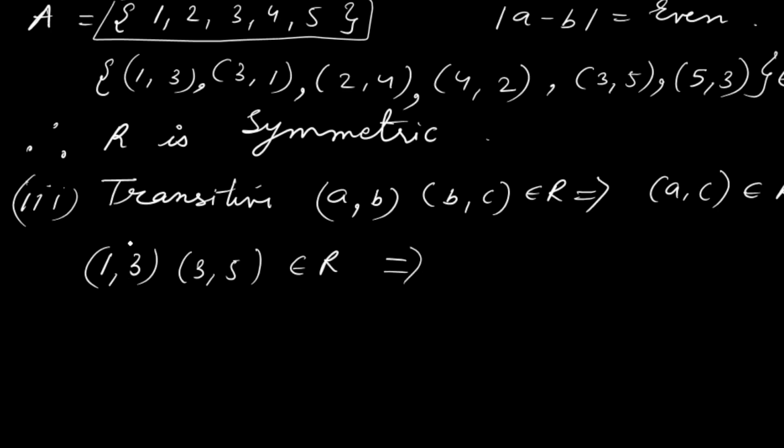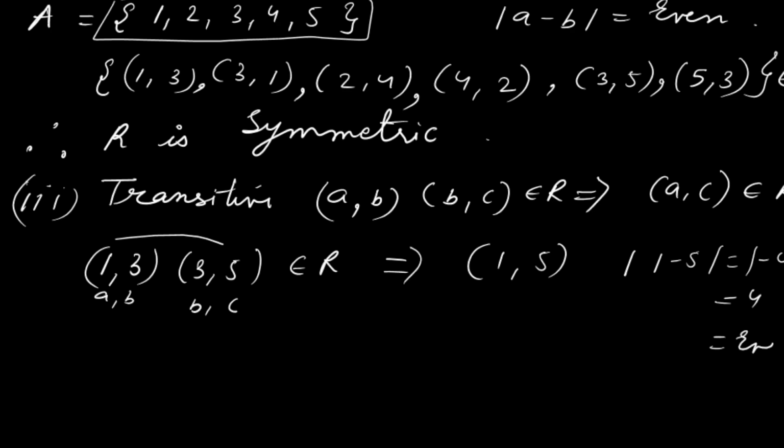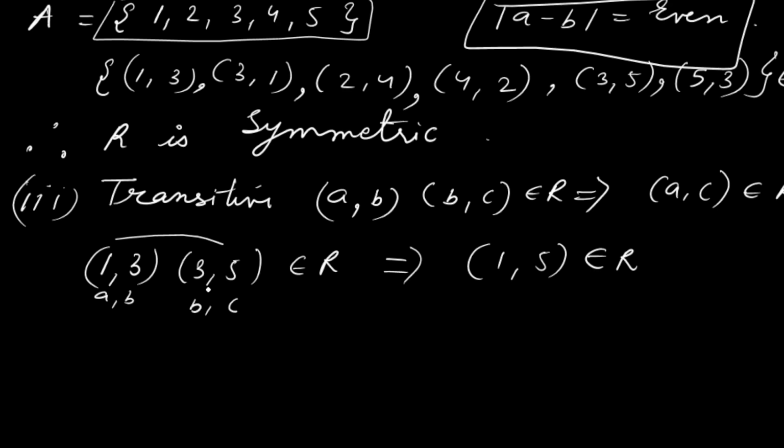Now we can see this is A, this is B, this is B, this is C. So A comma C is what? 1 comma 5. If I do mod of 1 minus 5, this equals the mod of minus 4, which is 4, and which is even. So 1 comma 5 also belongs to R, because it is satisfying this relation. Therefore I can say the given relation is transitive. You can check for other ordered pairs also if possible.